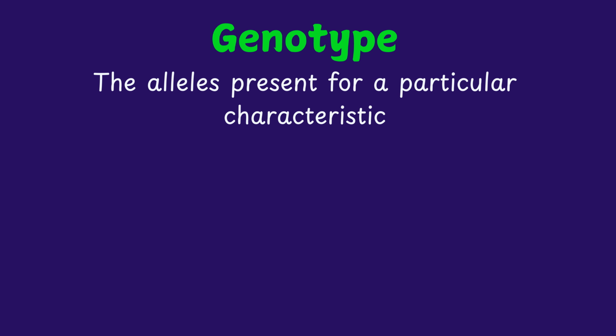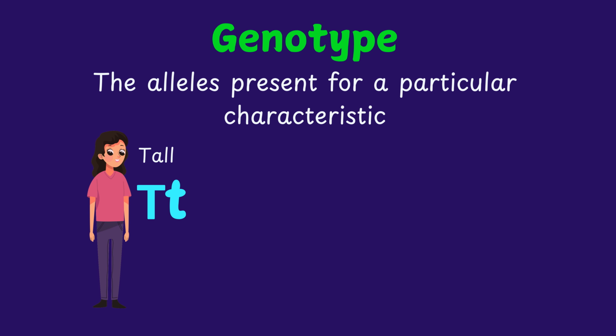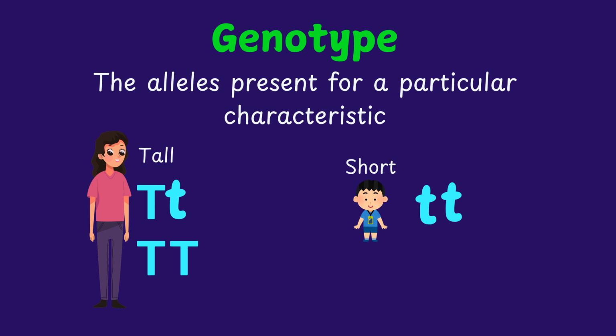Next word is genotype. The genotype is the alleles present for a particular characteristic. For example, a tall person, their genotype would be big T, small t, or big T, big T. If the person is short, their genotype would be small t, small t. So the genotype, students, is represented by the letters.